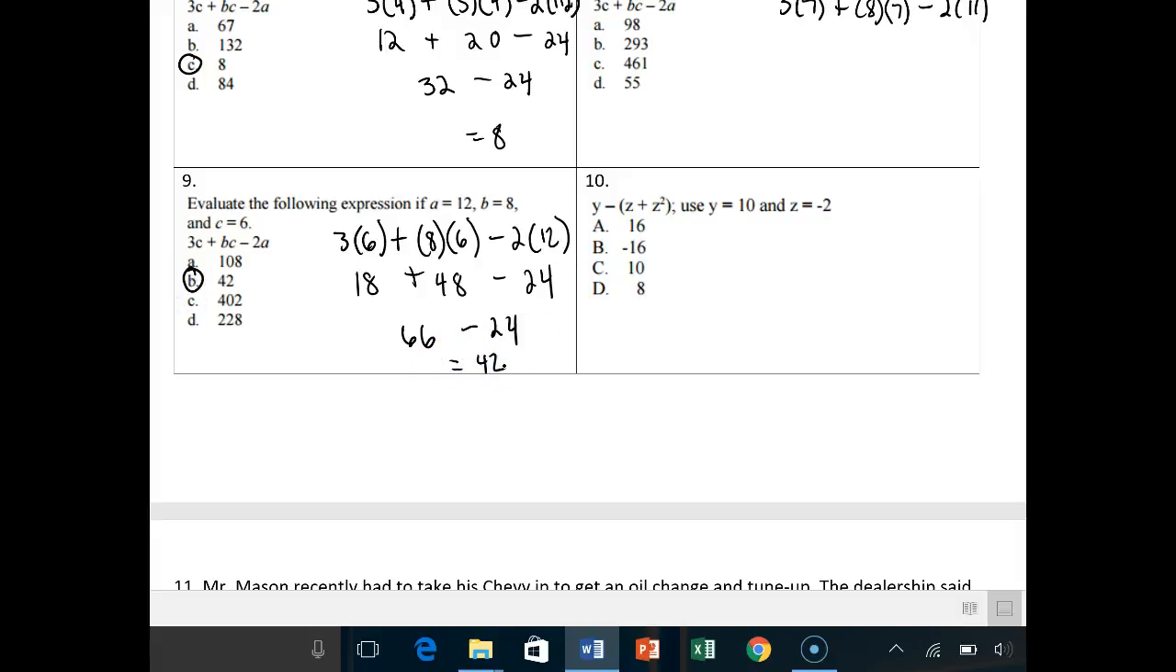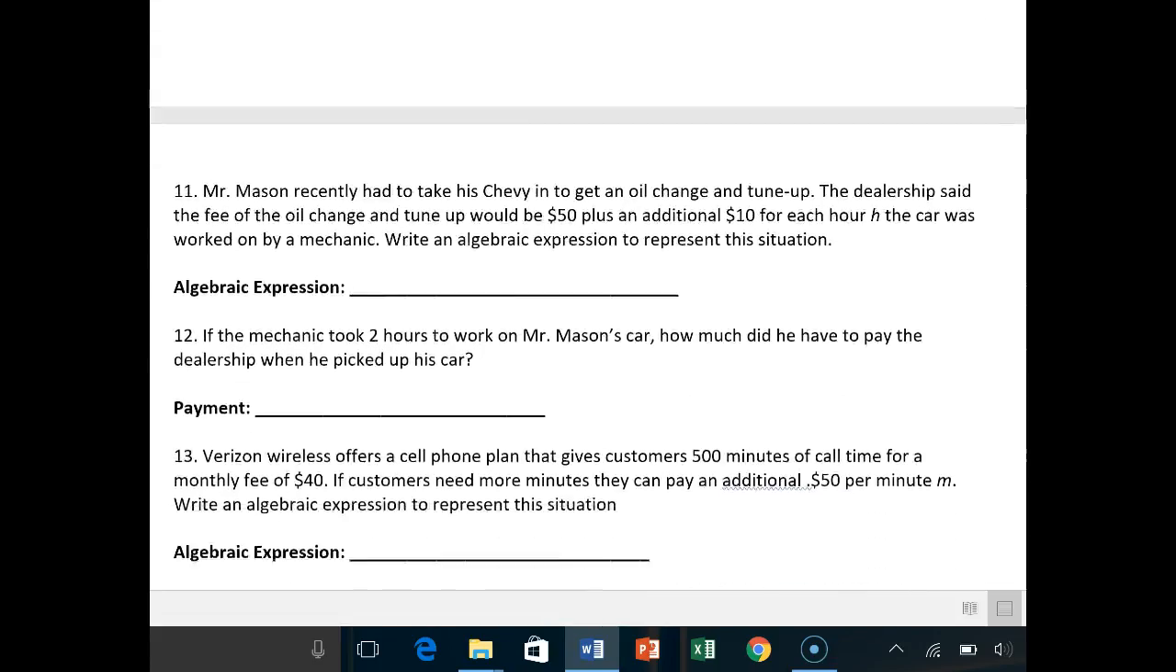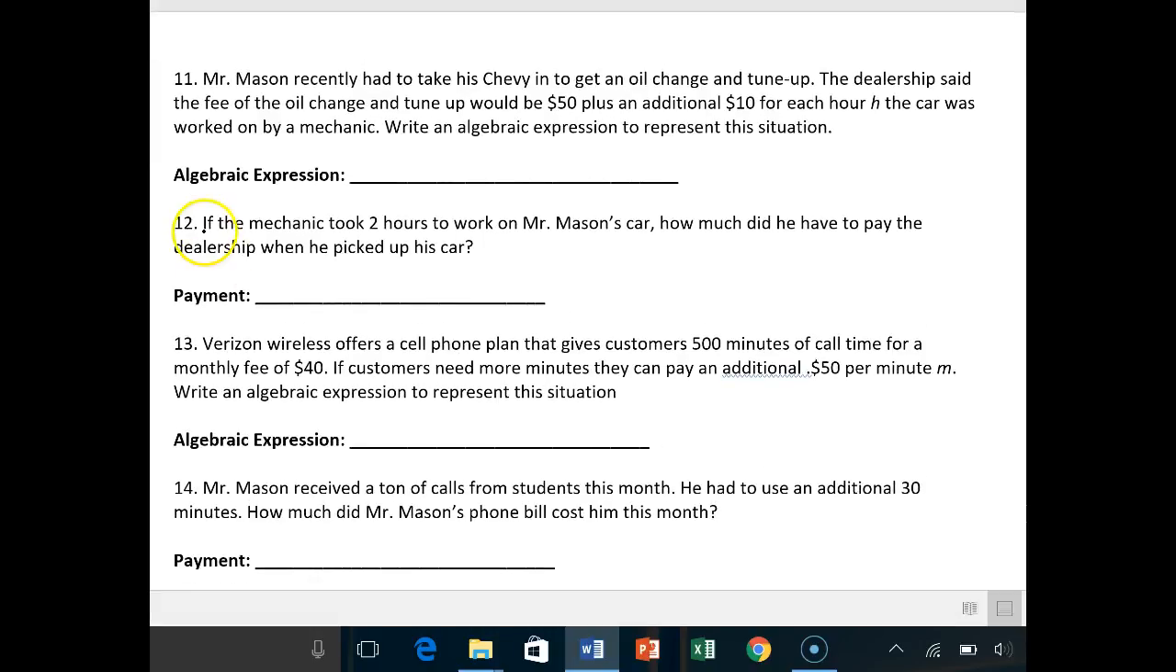All right, number 10 is a little bit tricky, so I'll help you again plug in. So we have 10 minus negative 2 plus negative 2 squared. Now be super careful with this negative 2, because this is really meaning negative 2 times negative 2. So your answer is actually going to be positive when you actually start working that out. So I'll leave you to that one. All right, I'm going to do 11 and 12 and leave you 13, 14.